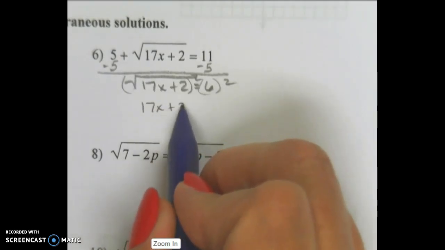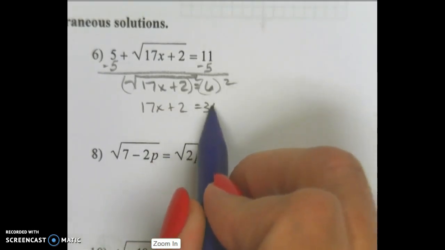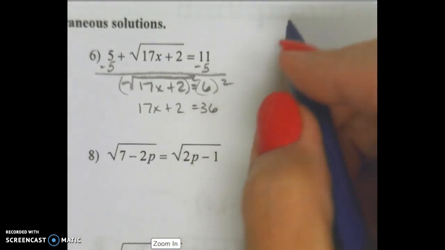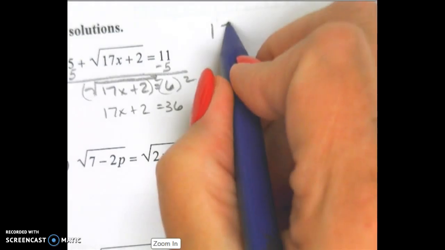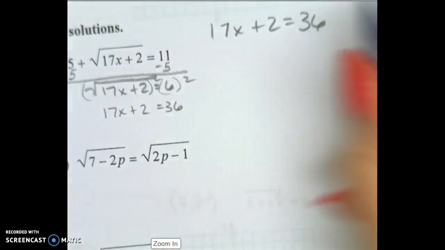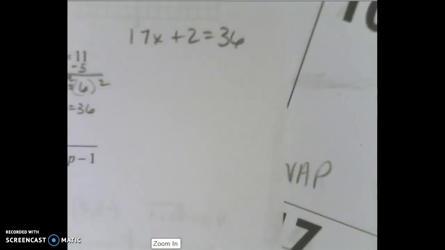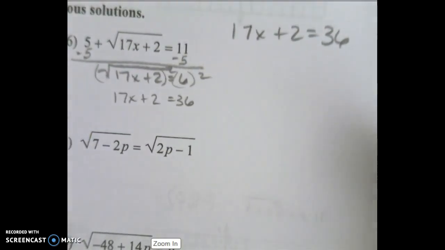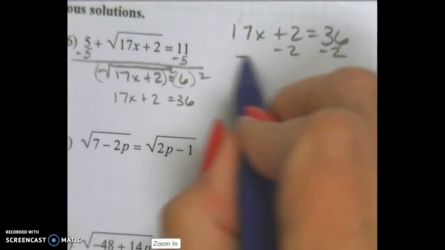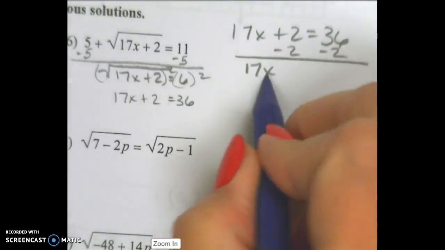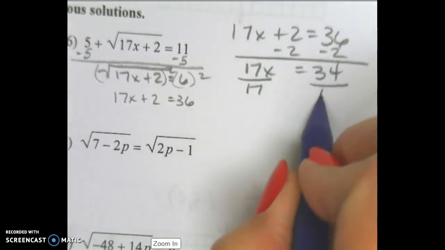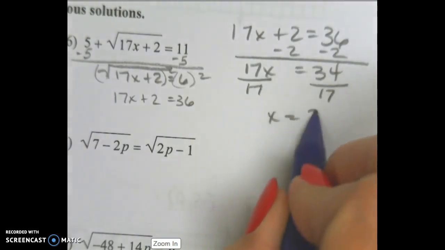17x plus 2 equals 36. When I square the radical, it drops away. So I have 17x plus 2 equals 36. Subtract my 2. 17x is equal to 34. Divide by 17, and x is 2.